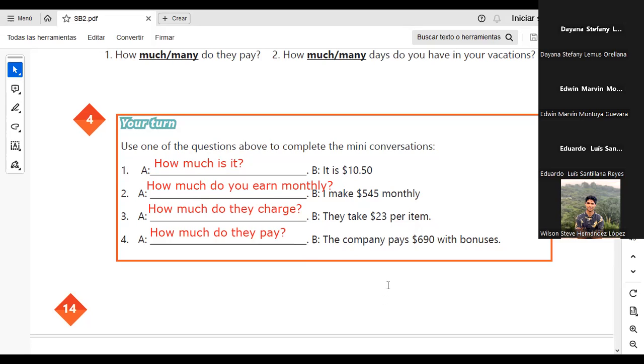How much is it? How much is it? Eduardo, answer.